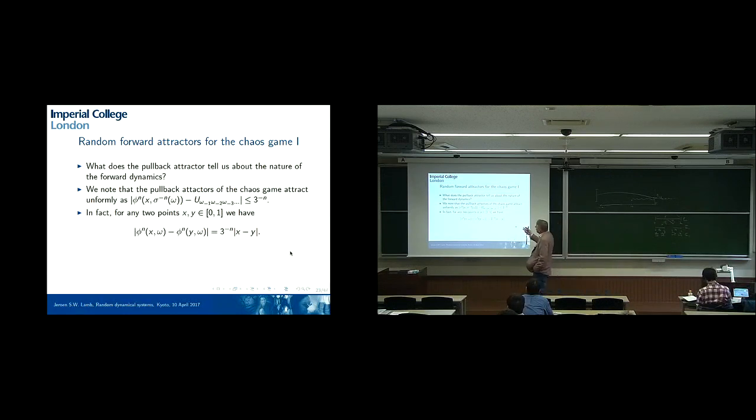So we know that the pullback attractor of the chaos game attracts uniformly, because if I take a point from here, it gets attracted to the set. I know exactly which part of the set it gets attracted to. So this is a very nice exponential convergence. It's a very simple example. As I said, this example is beautiful. It's not entirely trivial, and this attractor looks a bit complicated, but you can compute everything. So this is just precisely true. So we have this convergence.